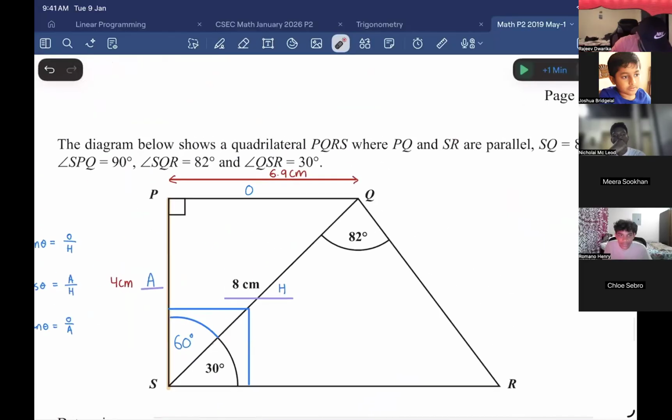Wait, let me just read what was given. So PQ and SR are parallel, cool. SQ is 8. SPQ, nah, you can't do that. If they told you, Nikolai, that this was an isosceles triangle, yeah, you could do that, but you can't do that here.